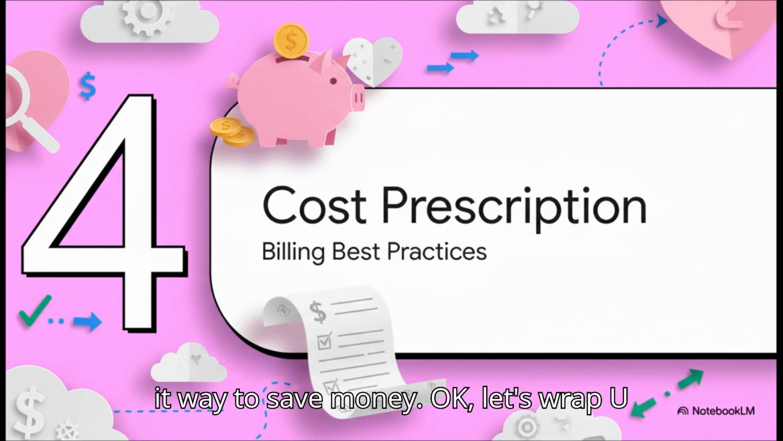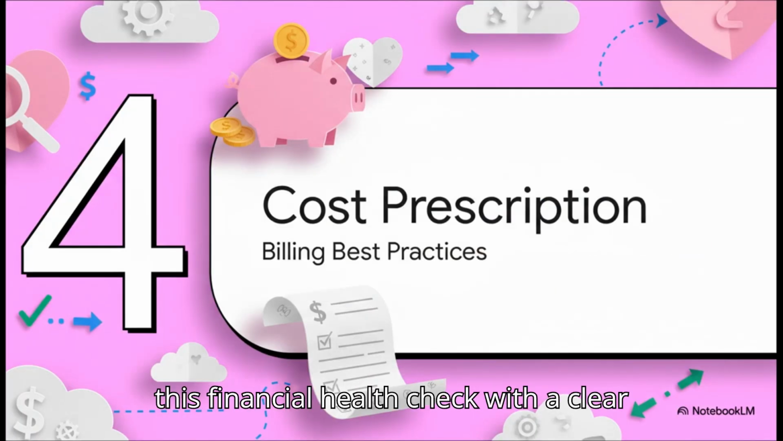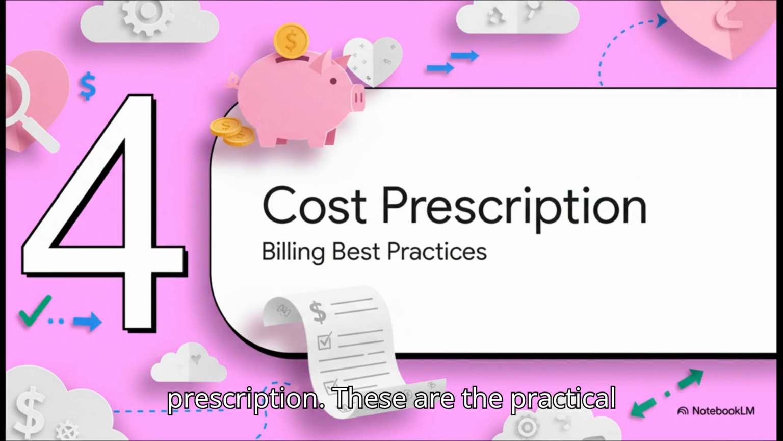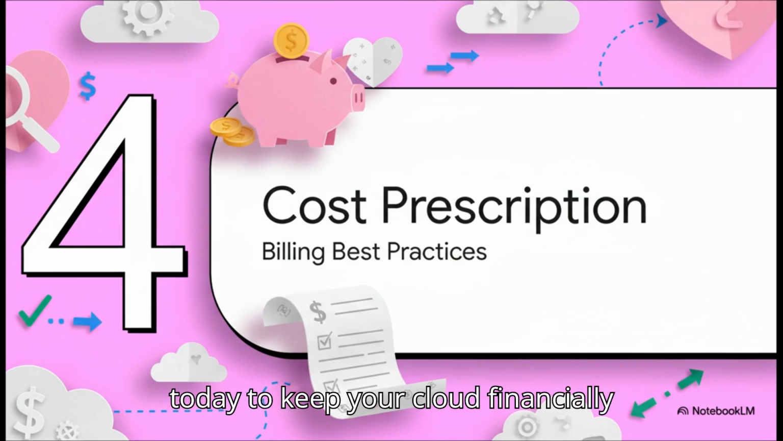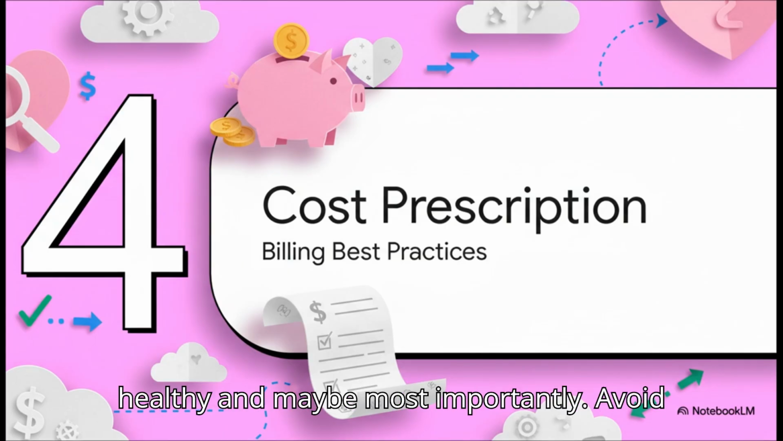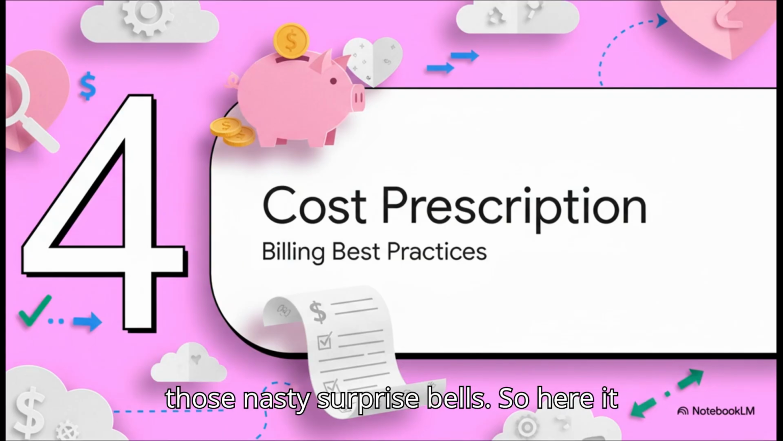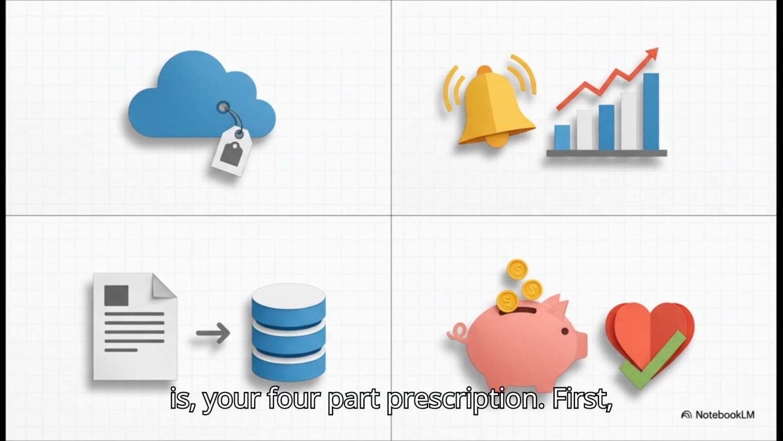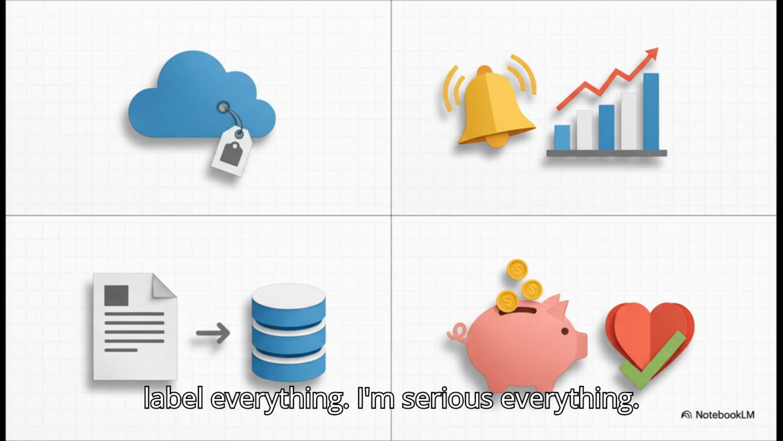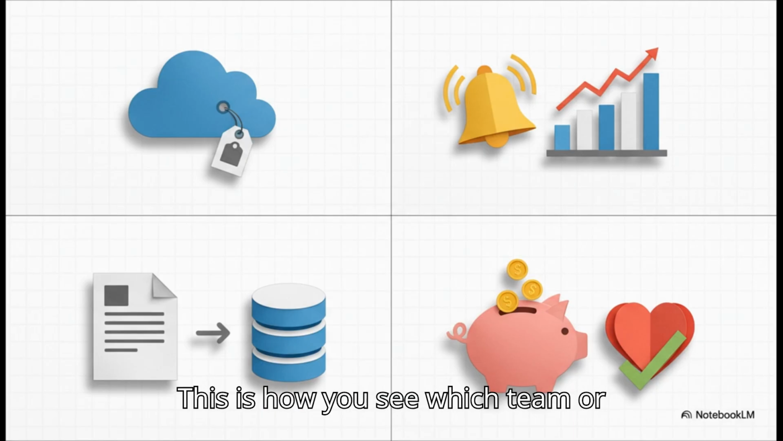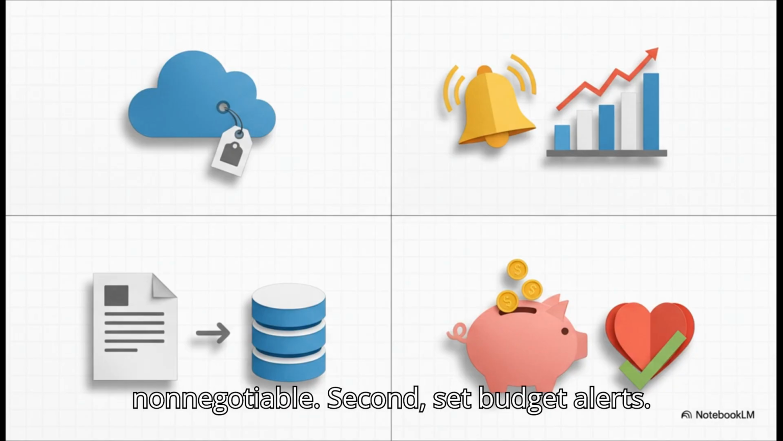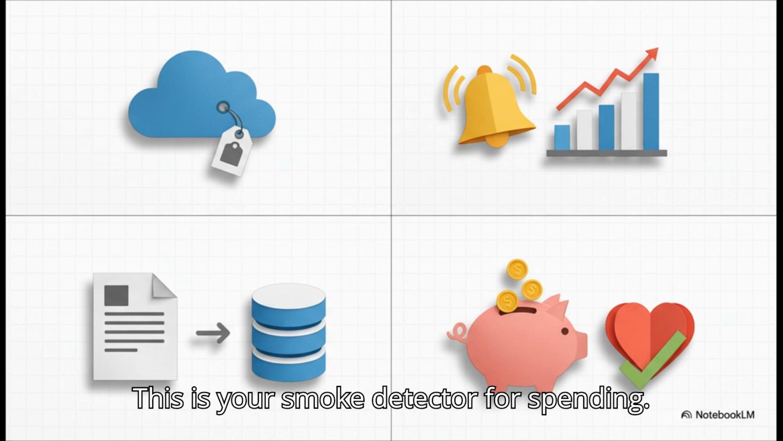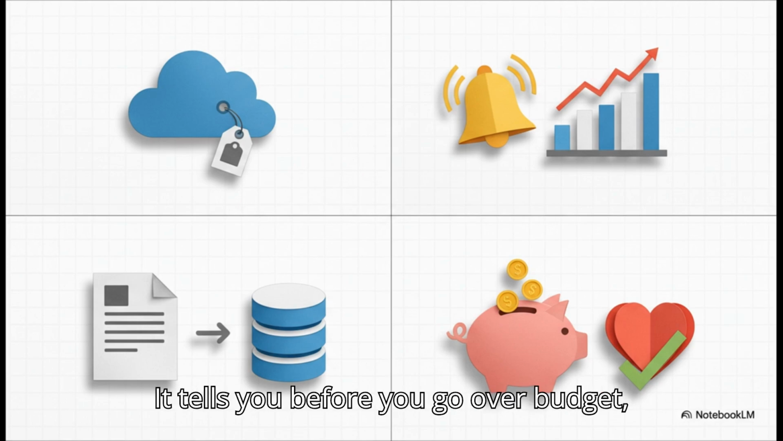Okay, let's wrap up this financial health check with a clear prescription. These are the practical, best practice things you can start doing today to keep your cloud financially healthy and, maybe most importantly, avoid those nasty surprise bills. So here it is, your 4-part prescription. First, label everything. I'm serious, everything. This is how you see which team or which project is spending what. It's non-negotiable. Second, set budget alerts. This is your smoke detector for spending. It tells you before you go over budget, not after.